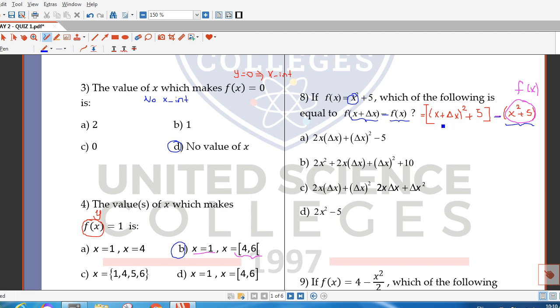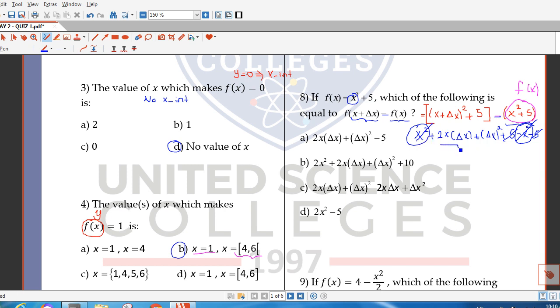I have to expand the parentheses. I have to write the expanded form. Square of first plus twice of first times second plus square of second. Okay, I finished. Then plus 5 minus x to the power of 2 minus 5. Plus 5 minus 5 will be cancelled, and also x to the power of 2, negative x to the power of 2 also going to be 0.